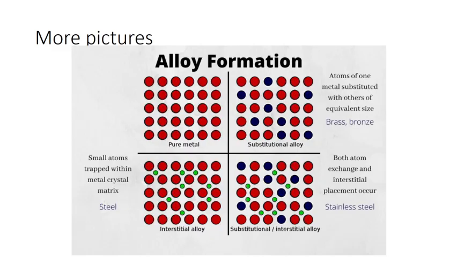And to help you out with this, I have a picture here of the pure metal, not an alloy. Then interstitial, where atoms are fitting between the larger ones. The substitutional, where other atoms are replacing some of the ones. And then you have a substitutional interstitial alloy, where you have some in the middle and some that are replacing them. Examples of each are written here.